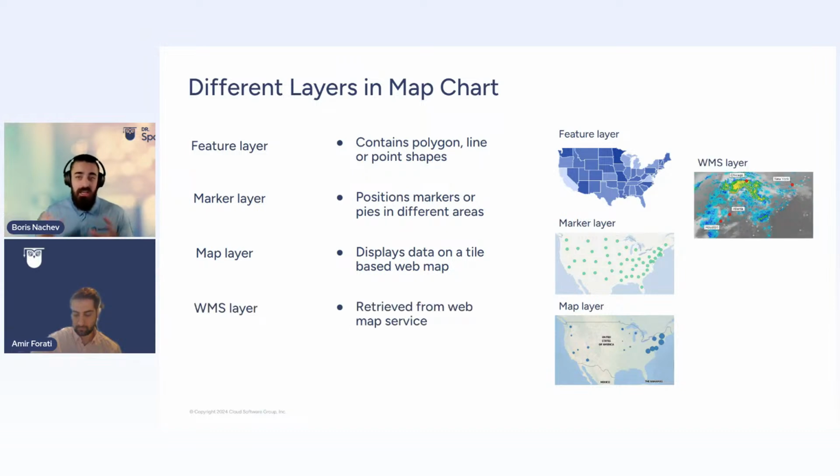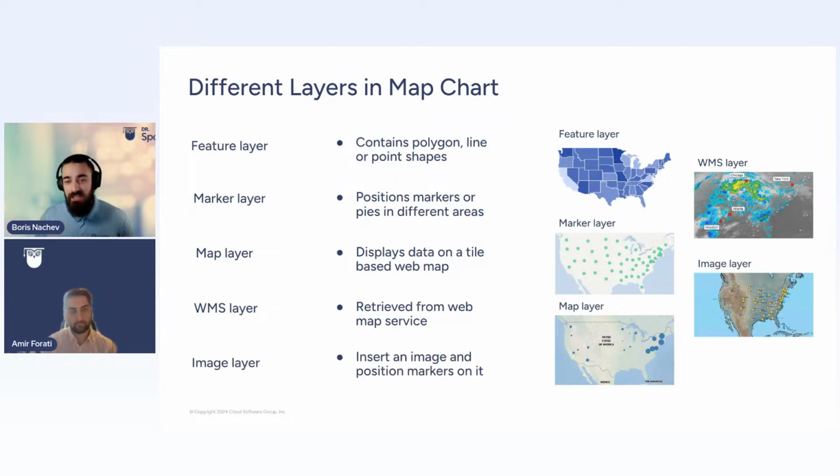WMS layer is another type of reference background. It's retrieved from Web Map Service, a web standard for accessing geo-referenced map images from different geographic information system databases, or GIS. And an image layer is another way to set up a map chart and use a background image and then position markers or pies on top of that image.